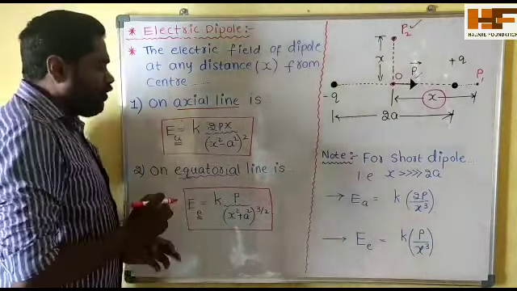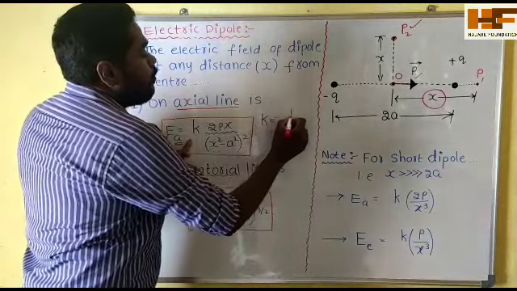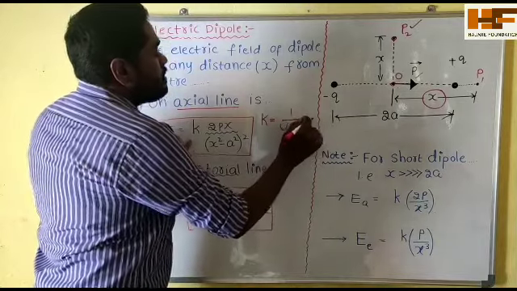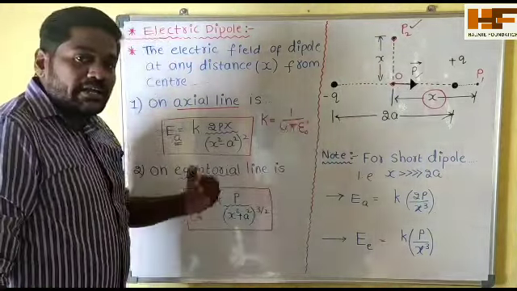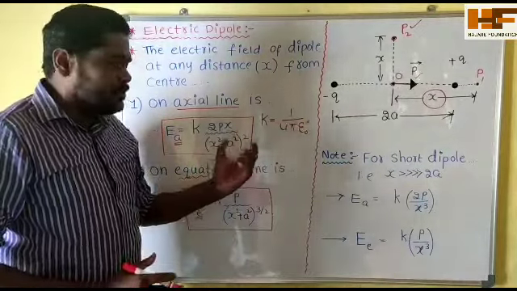In these two formulas, what is the K value? You know that K is equal to 1 by 4 pi epsilon naught. This value is 9 into 10 power 9 Newton meter square per coulomb square. While solving the problem, you should substitute that value.